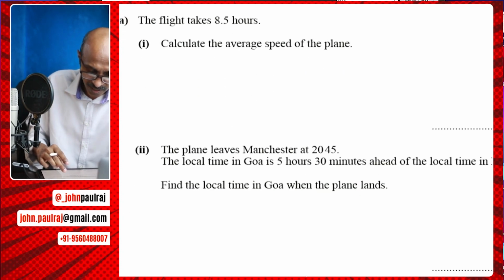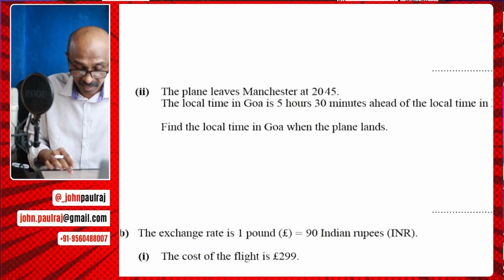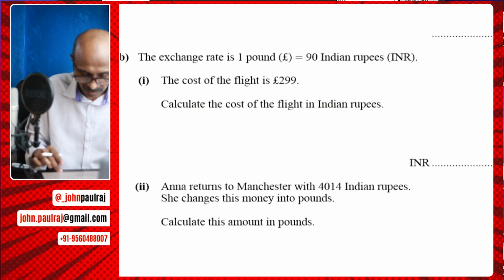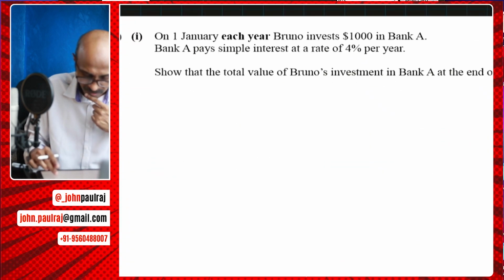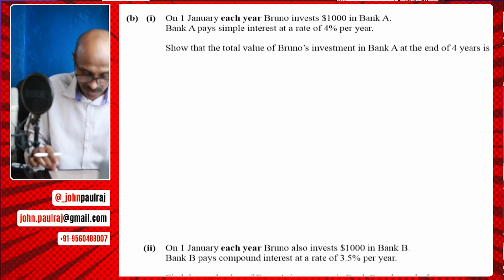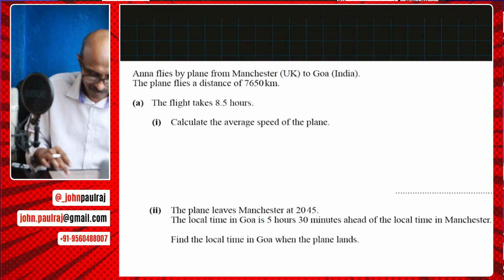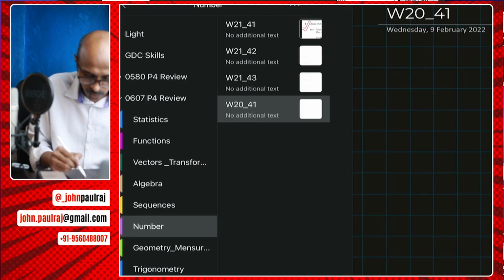So this is about calculating the average speed. It talks about the plane leaves at this hour, find the local time in Goa. Exchange rate. What is this? Again, can you see this? Simple interest, compound interest. Okay. I'm laying my bet on simple interest, compound interest. Go through all these kinds of questions.